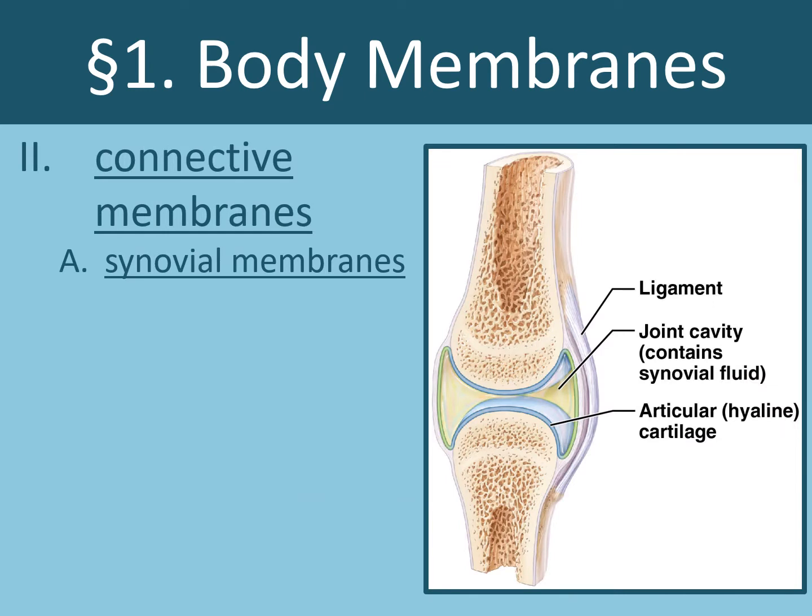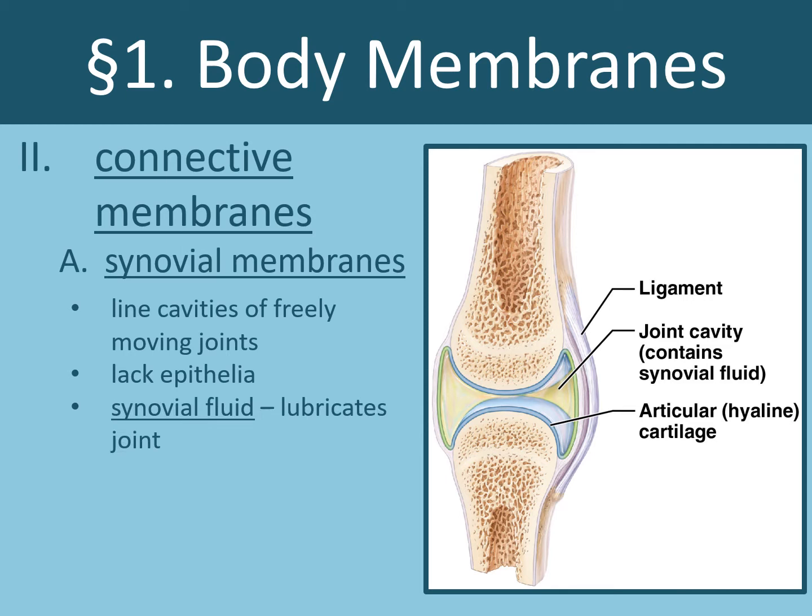To review, there are two major types of body membranes: epithelial membranes, which are composed of both epithelial and connective tissues, and connective membranes, which are composed solely of connective tissue. There is only one type of connective membrane to know: the synovial membranes. These membranes line cavities of freely moving joints like your knees and elbows. Synovial membranes lack epithelia and are filled with a fluid called synovial fluid, which lubricates the joint.